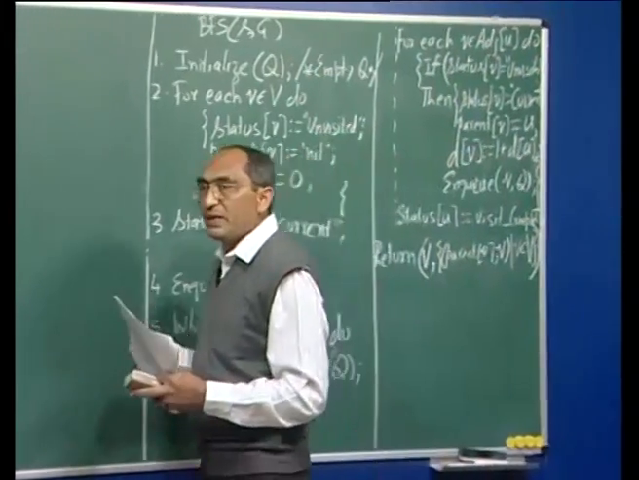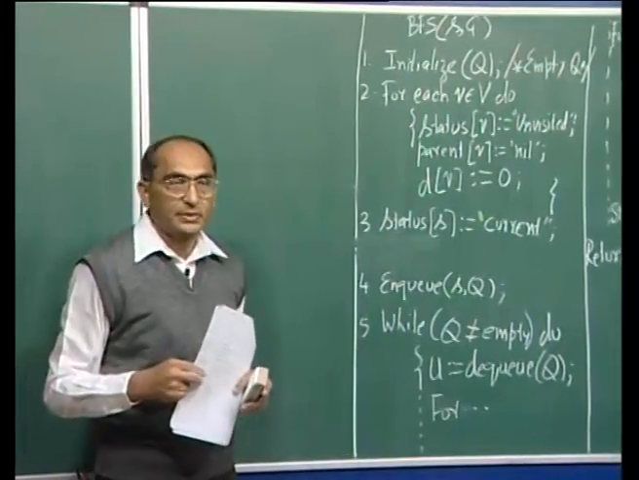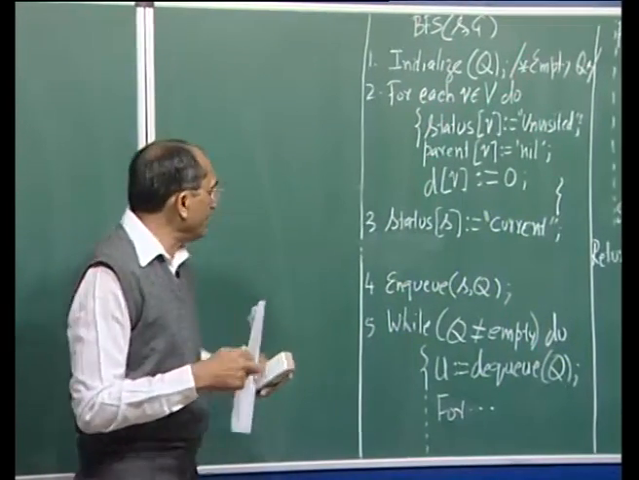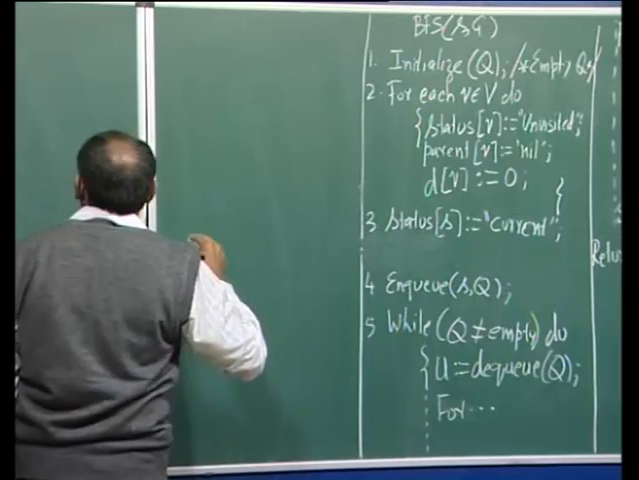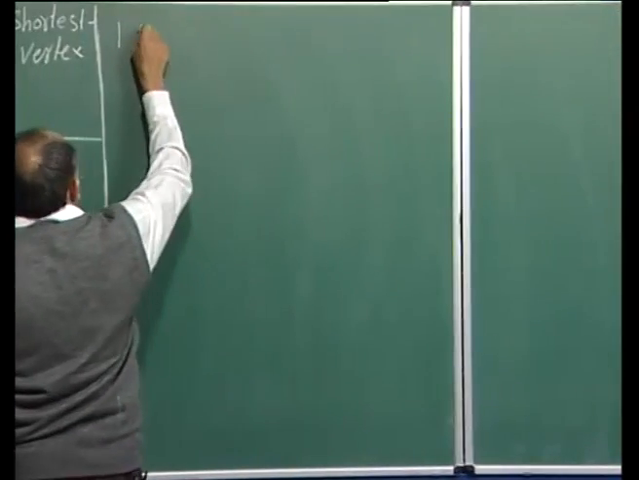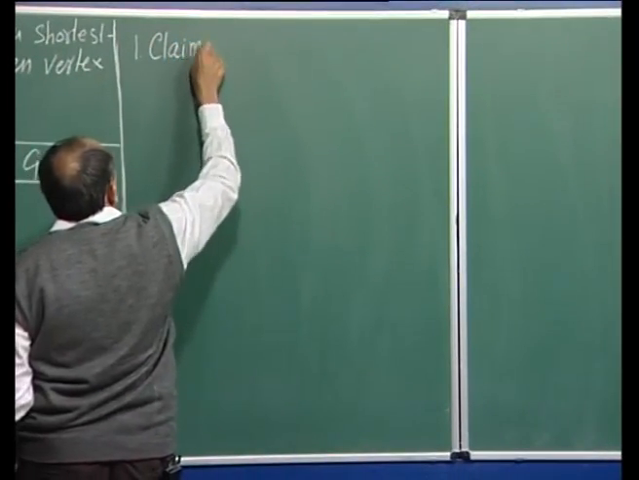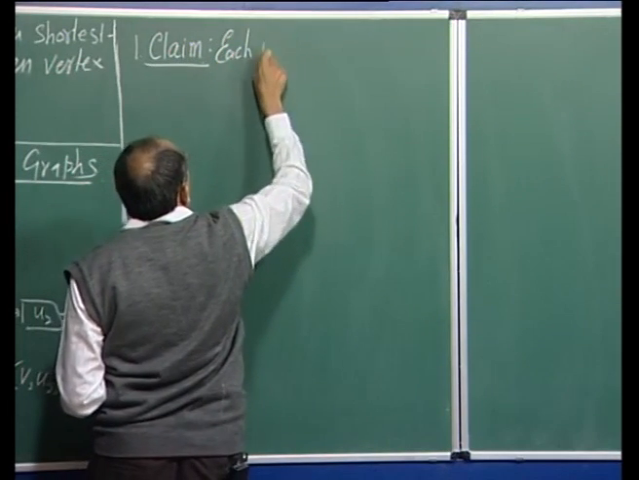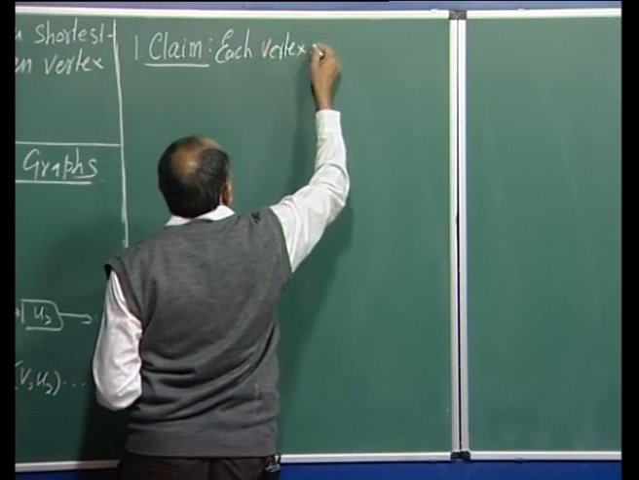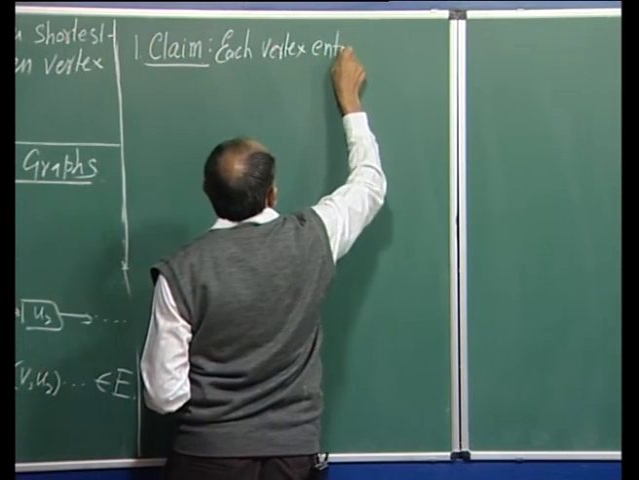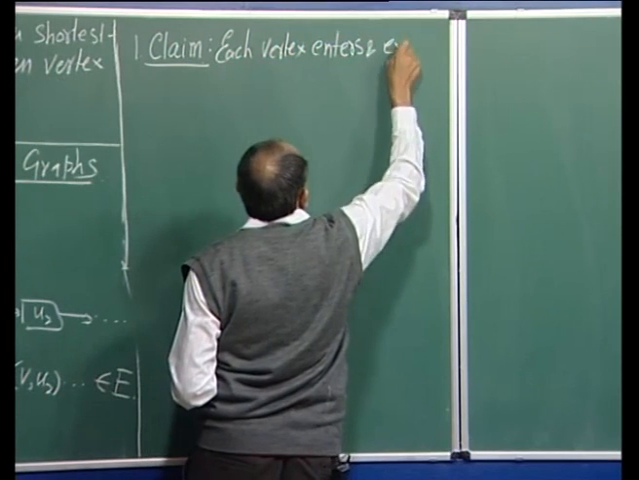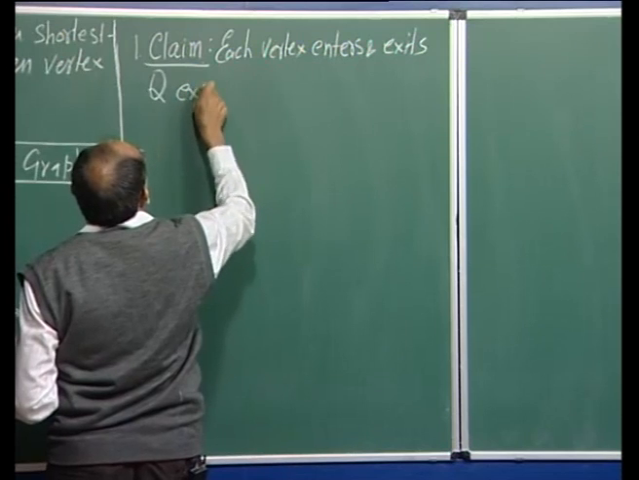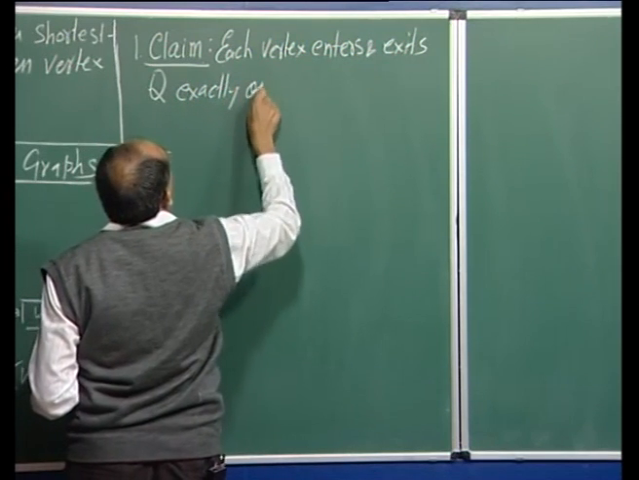Now, in order to prove the correctness of this algorithm, I need to prove certain claims. So I am going to first state them. The first claim is that each vertex enters and exits Q exactly once.